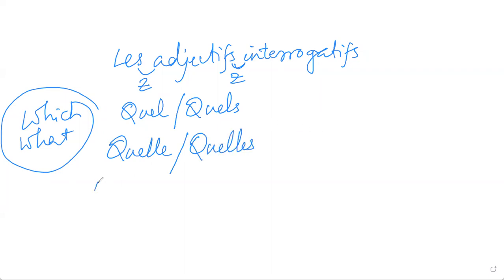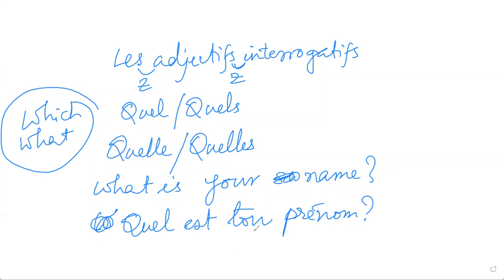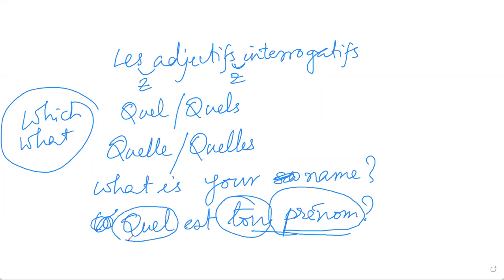So if I say, what is your name? Name only, not surname. Quel est ton prénom? Now you can see prénom is a masculine gender. We can easily tell because we are writing ton before that. So ton we write only for masculine form, isn't it? So that is why quel is masculine here.